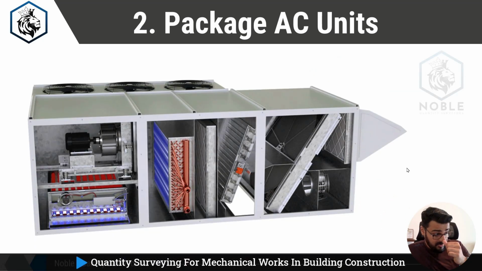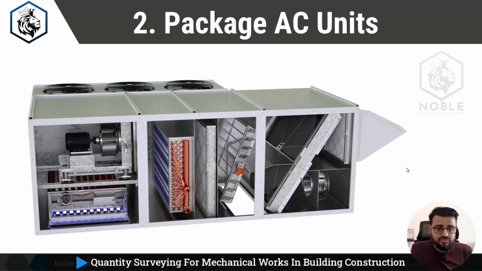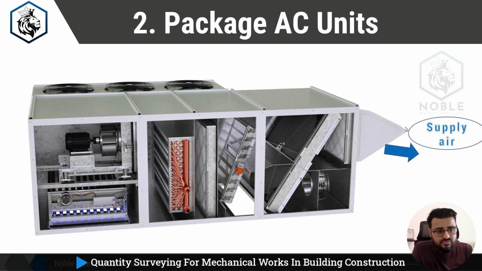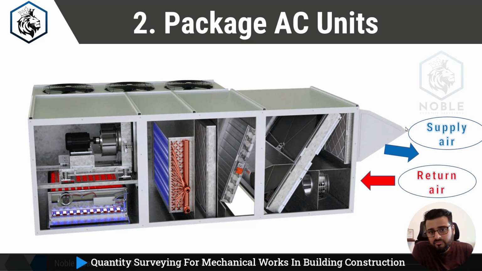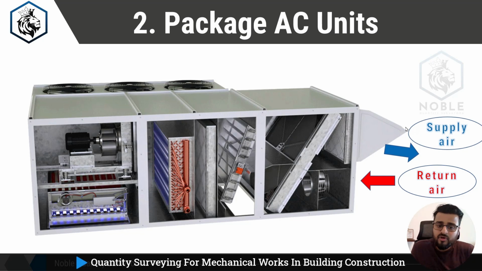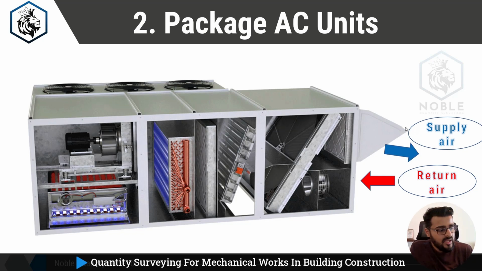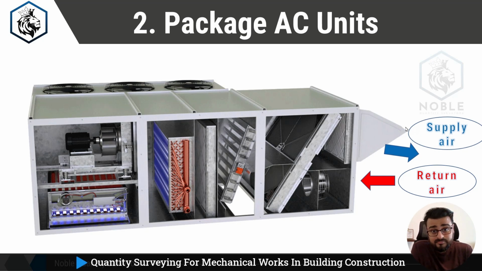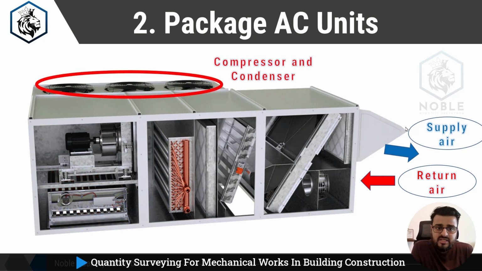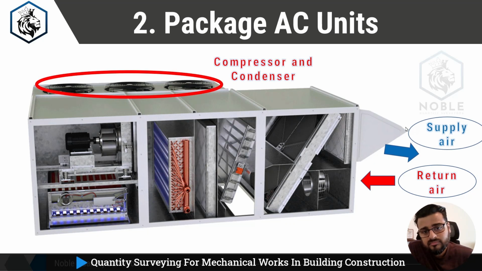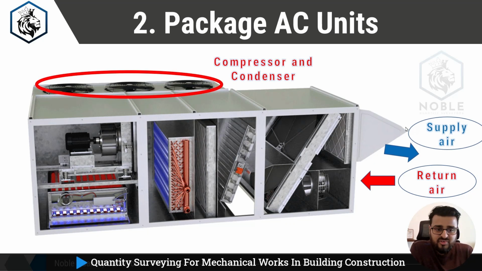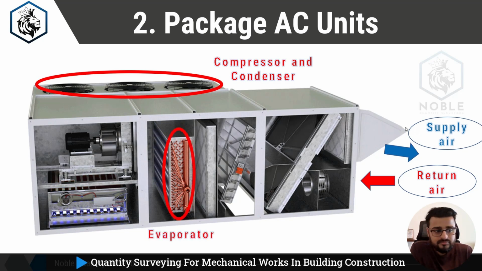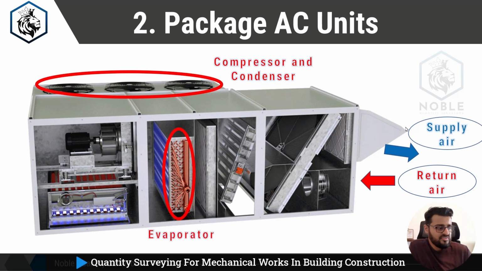So this is how a simplified version of a package unit looks. Okay, this is one package unit. In this one, this is where the supply air is coming out, and this is the return part from which the return air from the building is coming inside again, getting cooled, and again supplying to the building. What you see is the compressor and your condenser. Okay, this is the section where it will be located. And this is your section of evaporator.